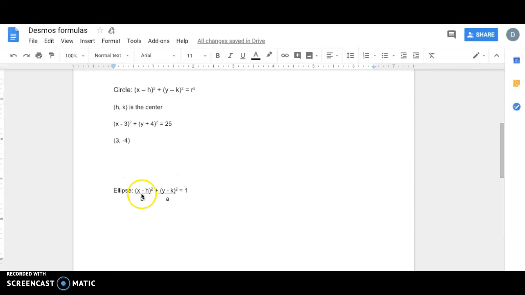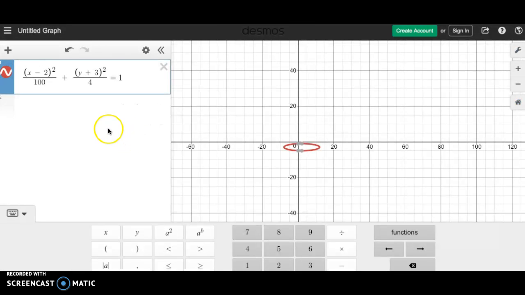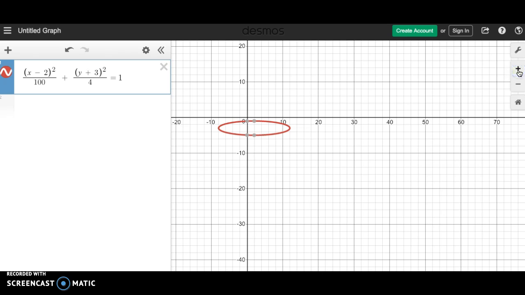Here's a formula for an ellipse where h and k are going to be the center of the ellipse, and b and a are the major and minor axes. And I'll show you what an ellipse is because not a lot of people have a knowledge of what ellipses actually are. So that's what it looks like. You get this kind of oval shape.